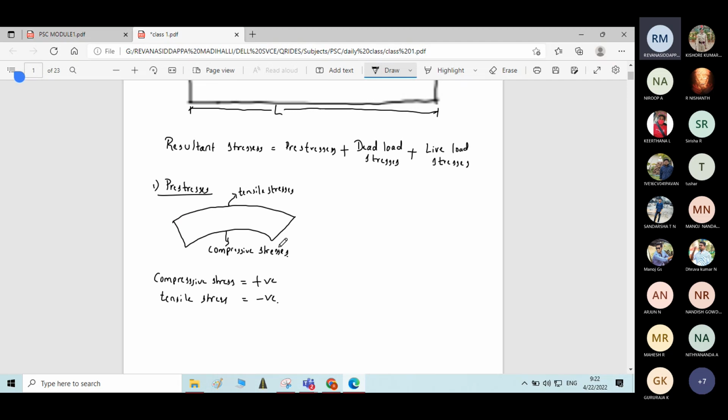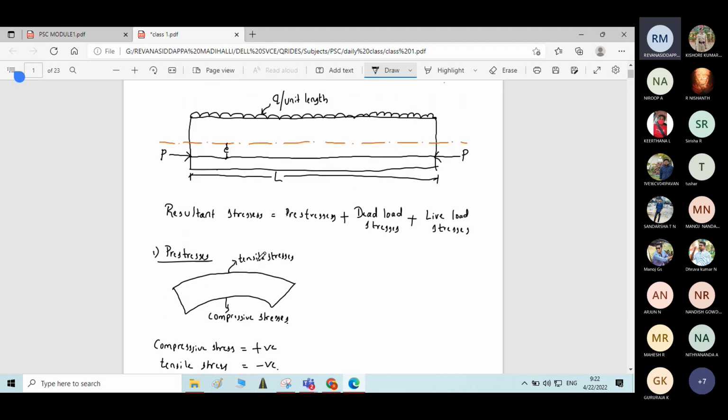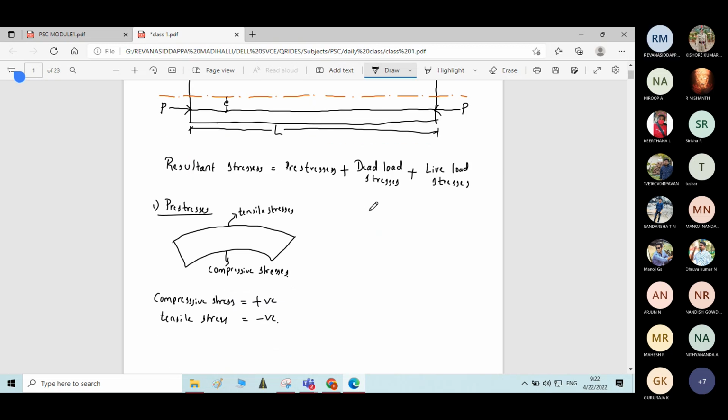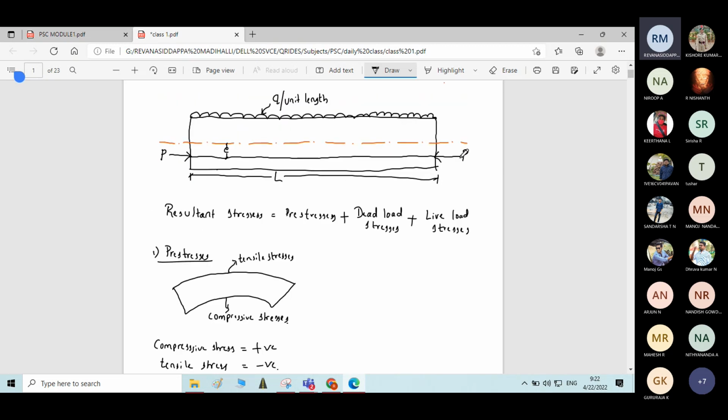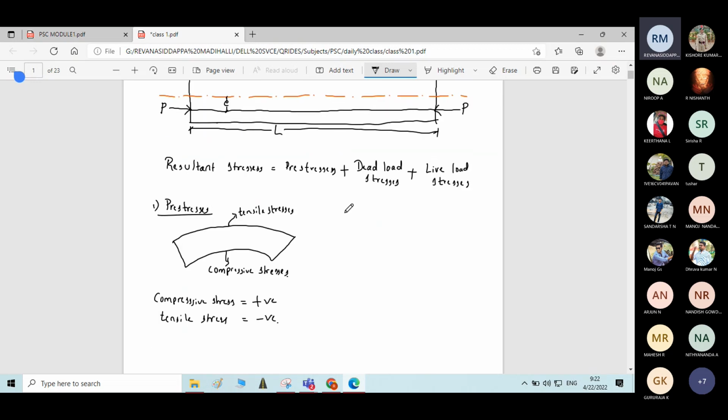Now we came to know that due to this prestressing force, the beam undergoes hogging bending moment, and the bottom fiber of the beam is subjected to compressive stresses, and the top fiber of the beam is subjected to tensile stresses. Now coming to the type of stresses caused by this prestressing force, there are two main types of stresses. One is direct stresses. Direct stress means what?